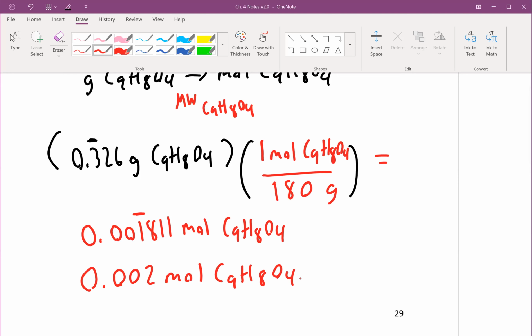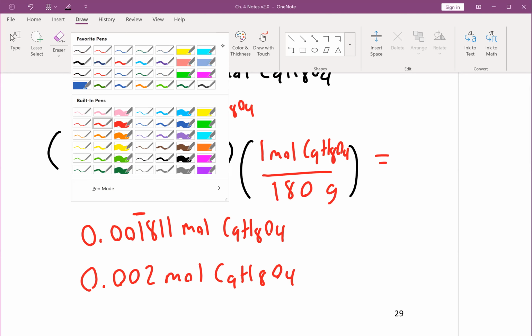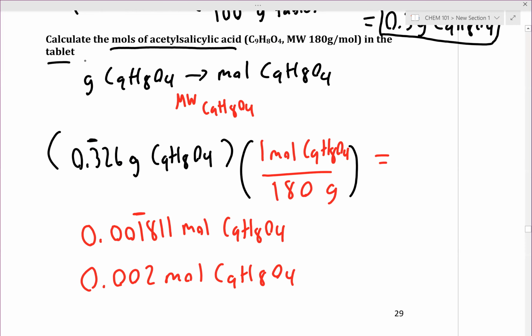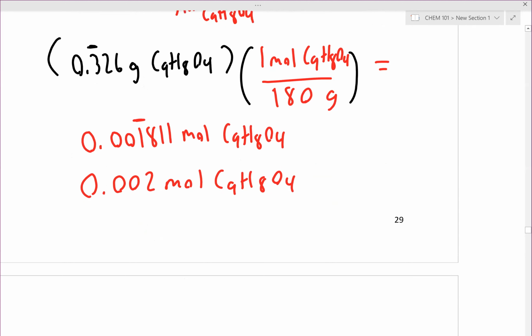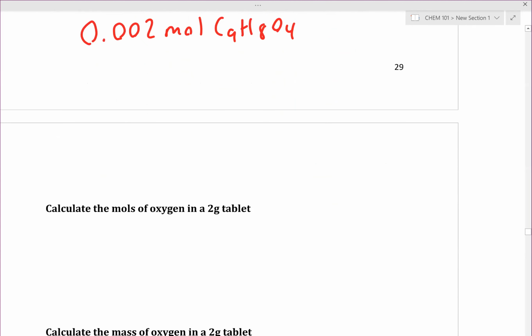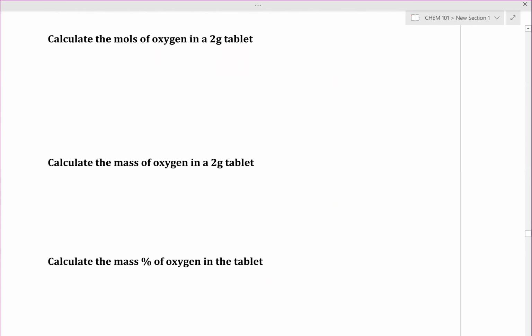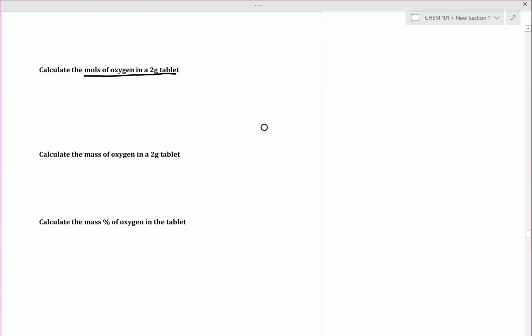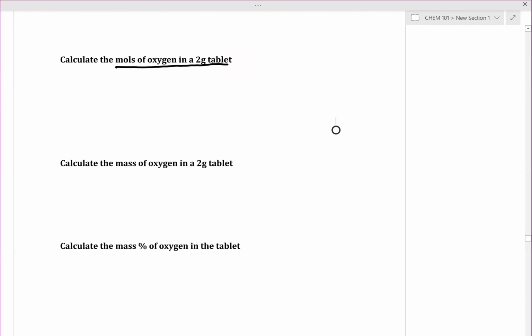Let's now continue on. As you can see, this problem has multiple steps to it. And as a result, we're going to need to carry through our calculations numbers from previous steps. Okay, let's keep going and let's see what else this problem has in store for us. So next, we're asked to calculate the moles of oxygen in a 2-gram tablet.